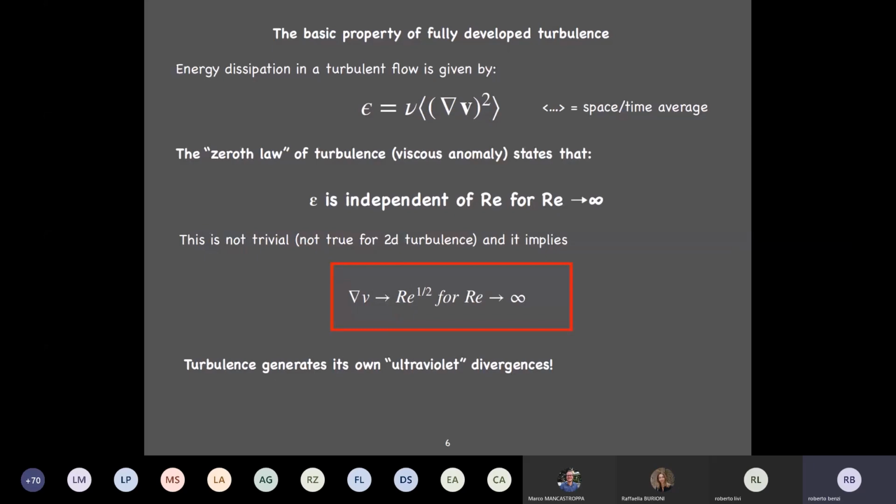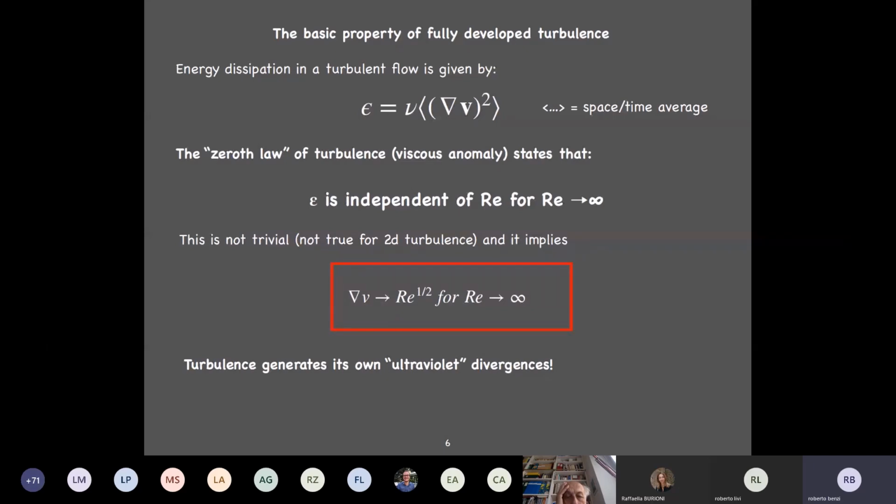Now, since the Reynolds number is inversely proportional to the viscosity, saying that the energy dissipation goes to a constant when the Reynolds number increases is equivalent to saying that the gradient of the velocity field must go like the square root of the Reynolds number, so it becomes extremely large. Now, this is not a trivial statement.